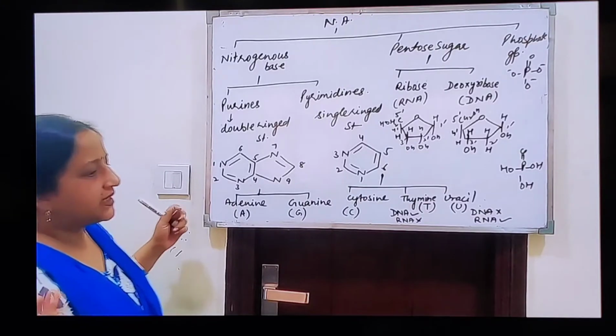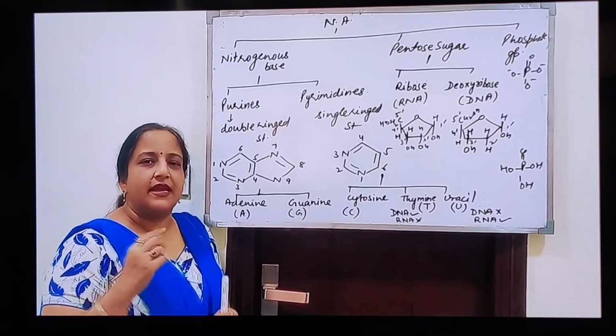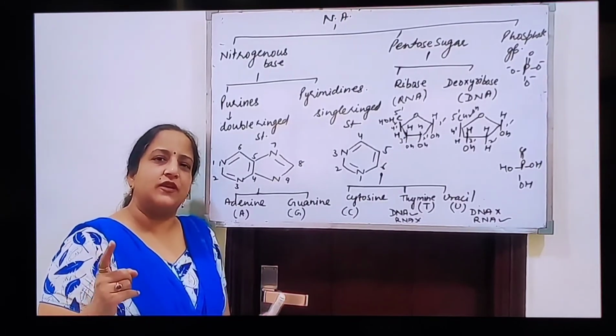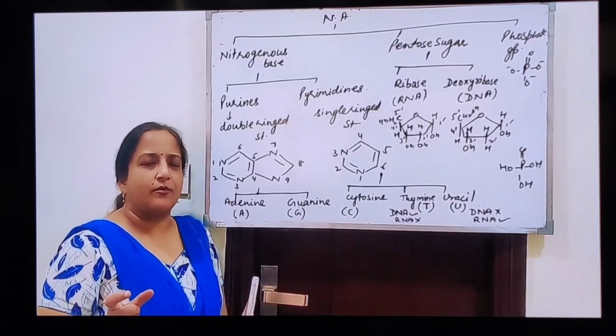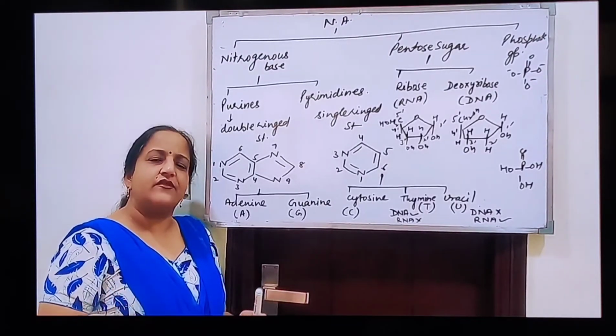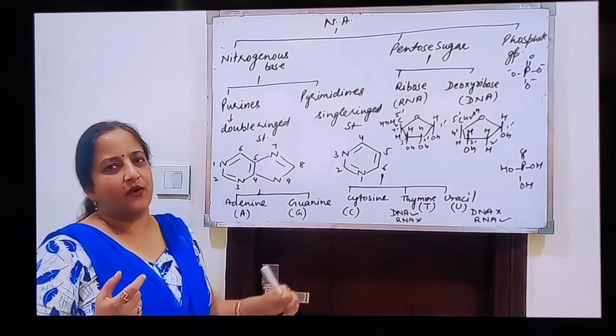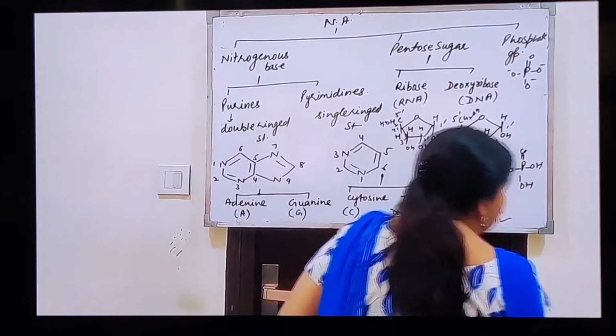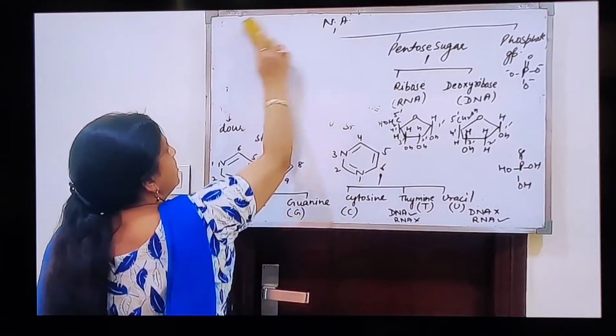पर ऐसा नहीं होता तीनों चीजें इकट्ठे ज्वाइन करें. पहले क्या ज्वाइन करता है? बेस और शुगर. First the base and sugar will join and the structure formed is known as nucleoside. In nucleoside, phosphate group will join and the structure formed will be nucleotide. So what is nucleoside?